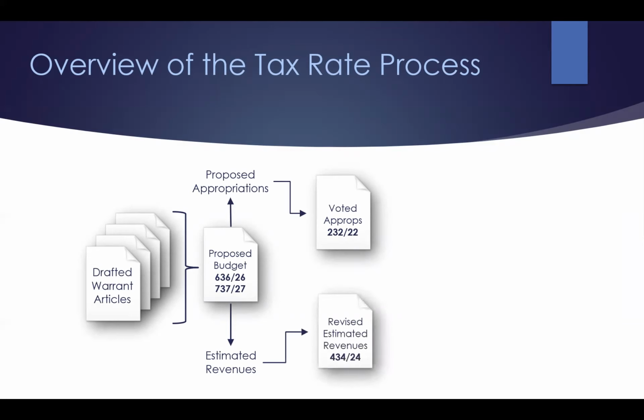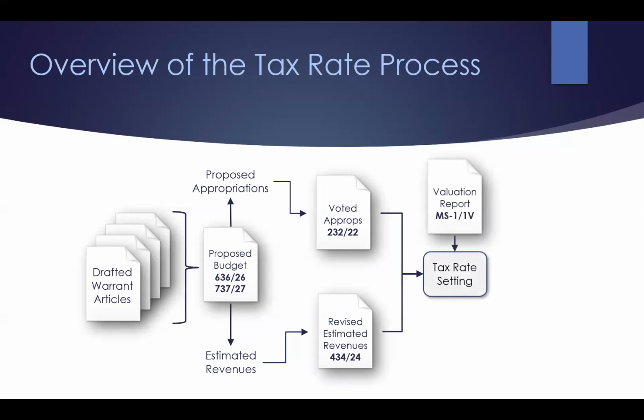Later on in the year, you're going to have the opportunity to go in and revise your estimated revenues once you have a better idea of the money coming in. And it's those appropriations and those revenues that feed into the tax rate setting process along with the valuation report. That's the MS1, which comes from the assessment web portal. So totally different website, but the data from that comes into the tax rate setting portal so that the DRA can calculate your tax rate.